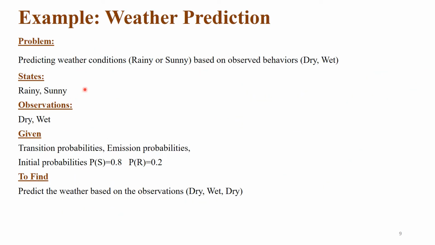Now the problem is to predict the weather conditions, rainy or sunny, based on the observed behaviors dry, wet. So we are provided with the transition probabilities and emission probabilities, and the initial probabilities are also given. Probability of sunny is 0.8, probability of rainy is 0.2. Now we need to predict the weather based on the observations dry, wet, dry.